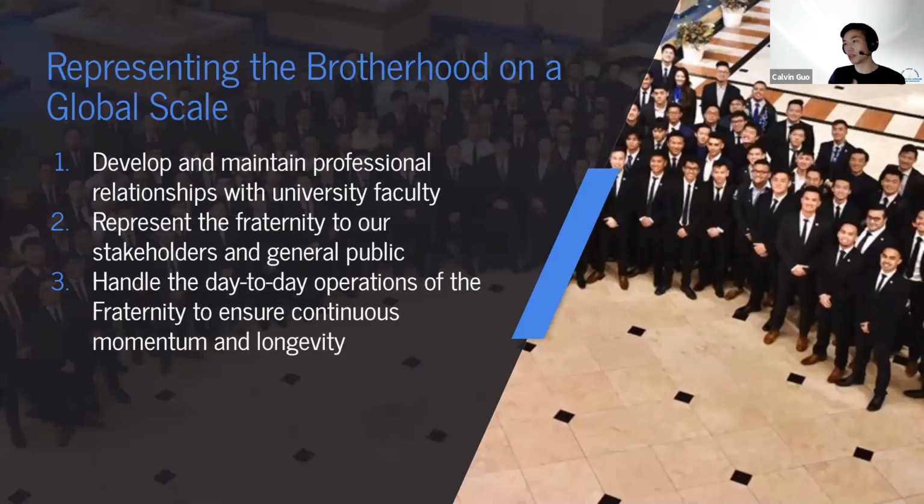So, representing the brotherhood on a global scale. One, develop and maintain professional relationships with our university faculty. At the end of the day, we don't really exist without our universities. Without the universities allowing us to be on campus, they could kick us off and we wouldn't be able to be there. So one of the main responsibilities that we have is to maintain that relationship and work in tandem with these university faculty in developing a mutually beneficial relationship.